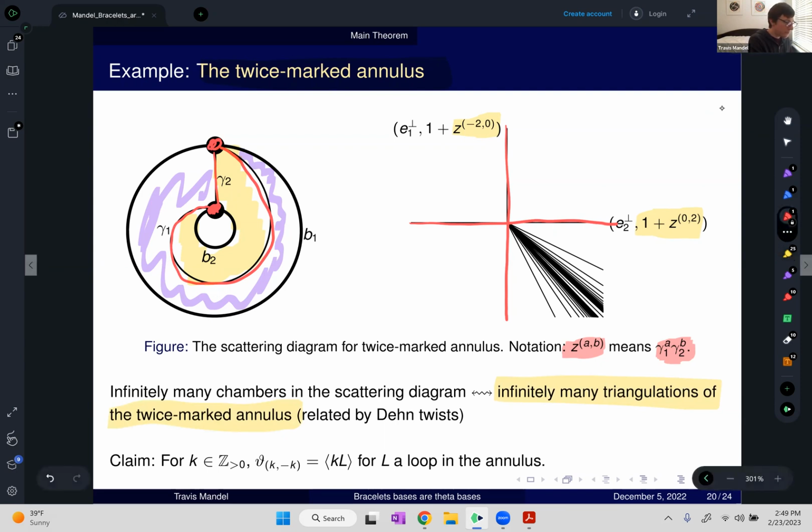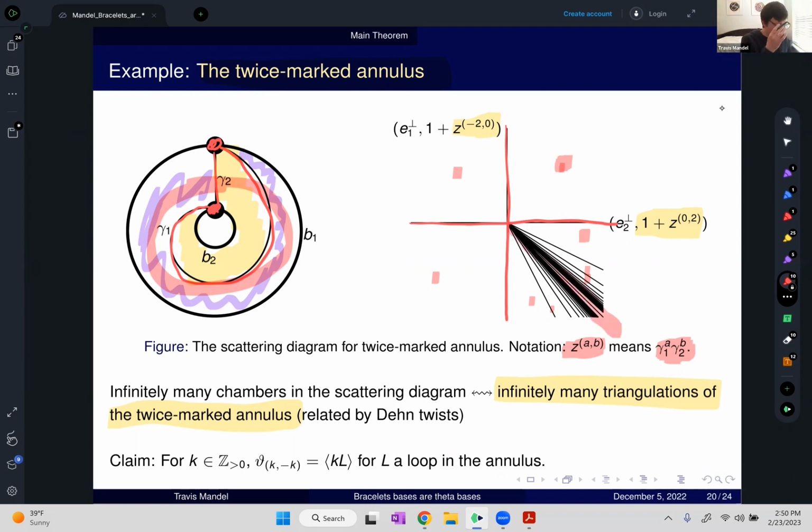So you could take a loop going around here, and you can just Dehn twist this triangulation in either direction by that loop over and over again. And if you Dehn twist one way, you go from this initial chamber to this one, or if you Dehn twist the other way, going around this way. So basically every triangulation corresponds to a chamber here. And then we have this one limiting wall, where the rays bunch up.